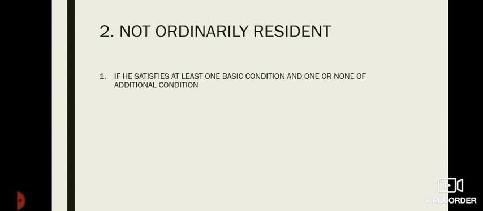Suppose out of the additional conditions he satisfies any one, fine. Even if he does not satisfy a single additional condition, still he is called not ordinarily resident. Why? Because he has fulfilled one basic condition. So who is not ordinarily resident? A person who satisfies one basic condition and one or none of the additional conditions is not ordinarily resident.